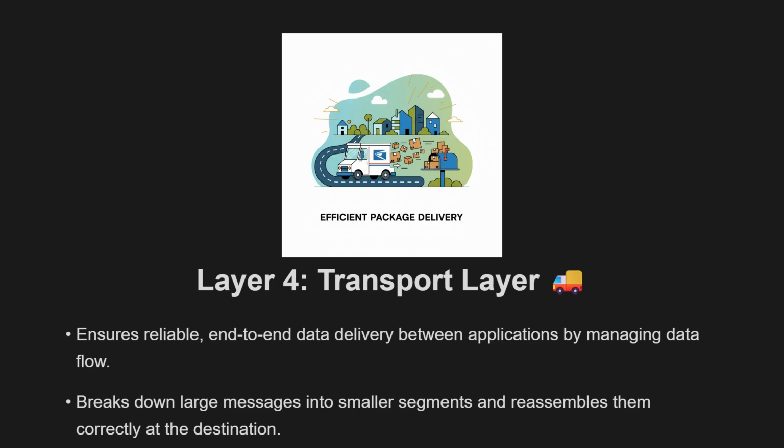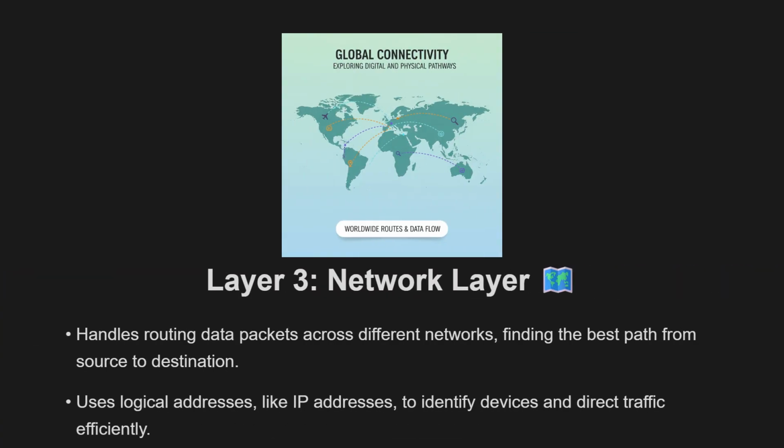Now we're at layer 3, the network layer. This is the internet's GPS system. It figures out the best path for your data to travel from your computer to its destination, even if it's halfway around the world. It uses special addresses, like your IP address, to guide data packets through various networks, just like road signs guide cars.